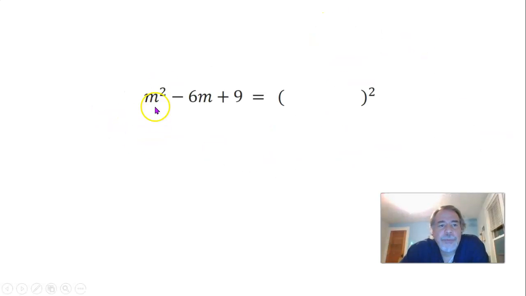Try another example. m squared minus 6m plus 9 equals what binomial, the whole thing squared? Starts with what being squared? m. Ends with what being squared? 3. Now for this to work out, the thing in the middle has to be 2 times those 2 things multiplied together. 2 times 3m, which is 6m. It has a minus in front of it, so there's going to be a minus here. So it is m minus 3 squared.